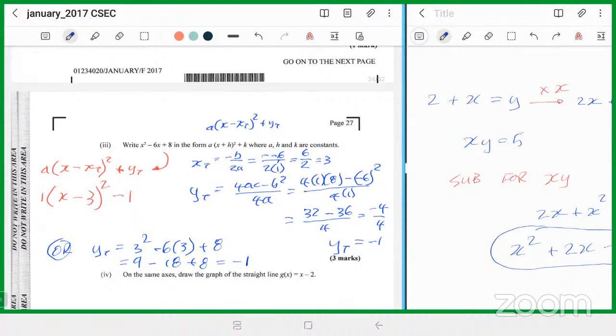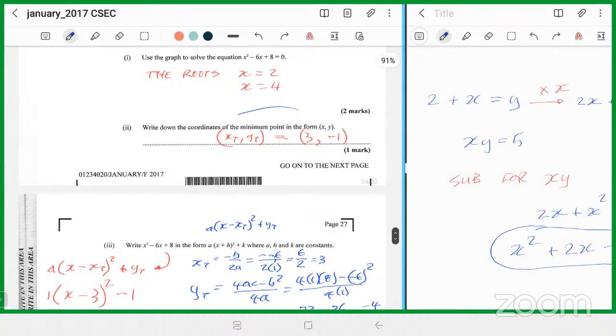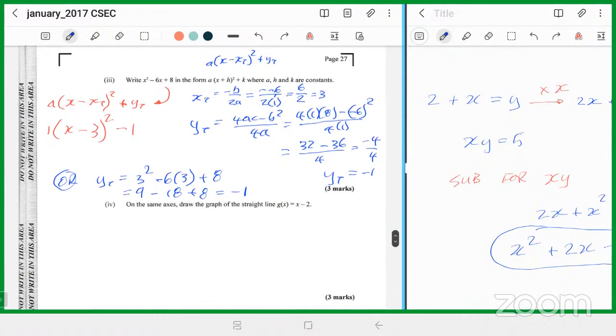But none of this calculation was necessary. In the exam, I'm going to do it this way in red because I already have my XT and my YT from this line. So I don't have to calculate them again. I have them already. All right, this part of it is something different.